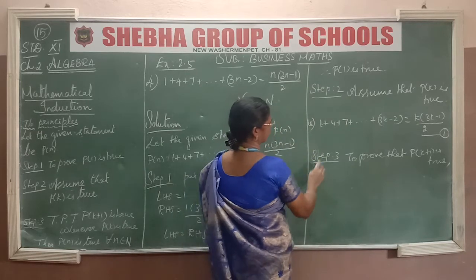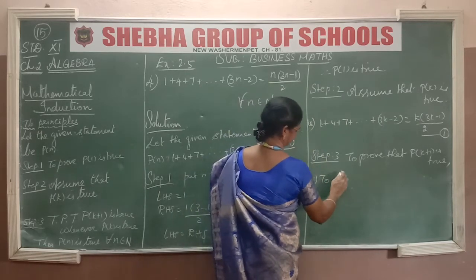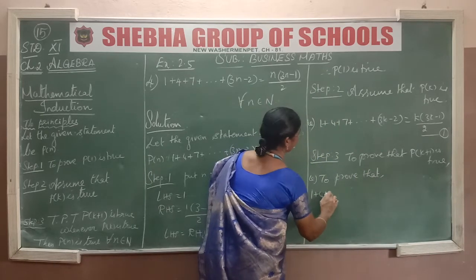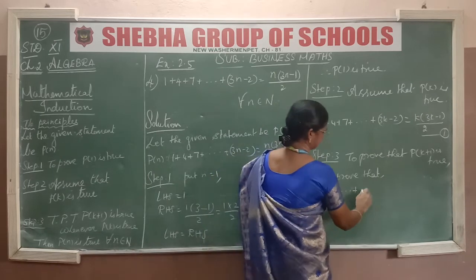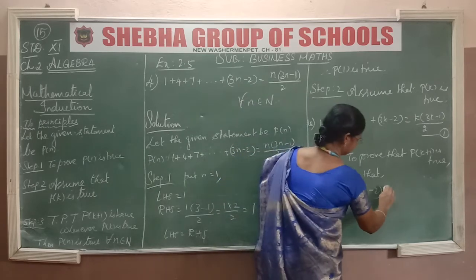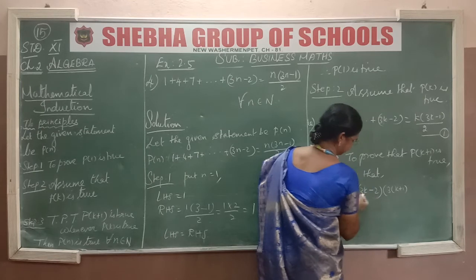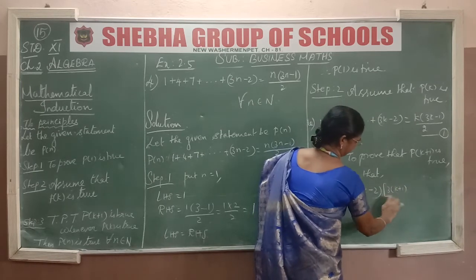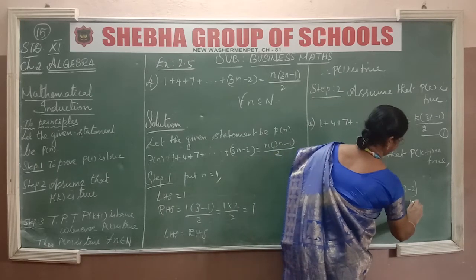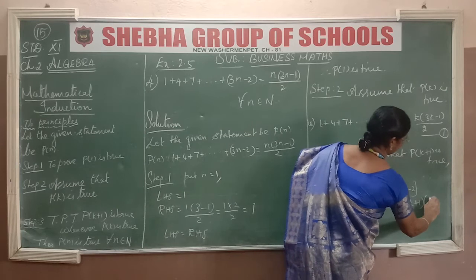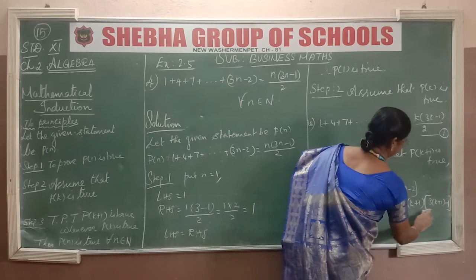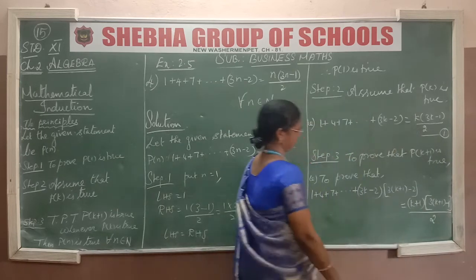What is P of k plus 1? That is to prove that 1 plus 4 plus 7 plus etc. plus 3k minus 2. This is k terms, and one more term is 3 into k plus 1 minus 2. Instead of k we put k plus 1, which is equal to k plus 1 into 3 into k plus 1 minus 1 by 2. Okay.